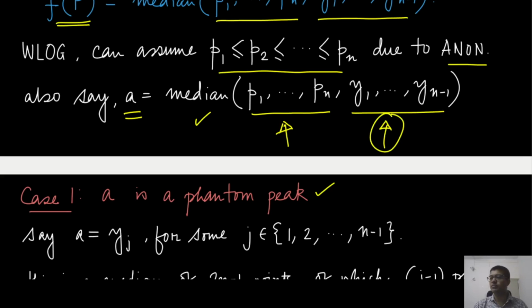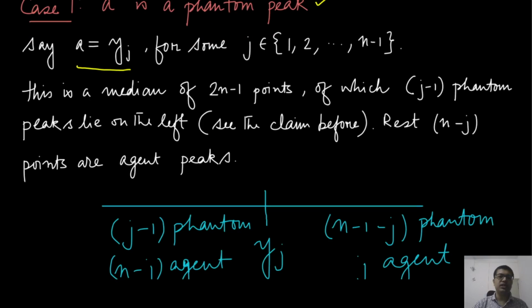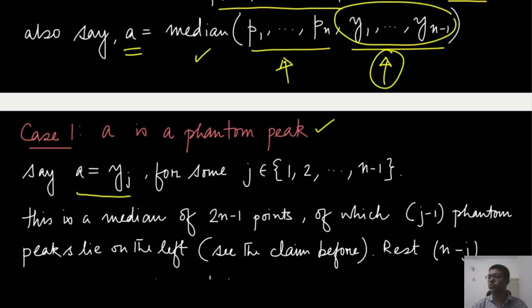So it is coming from this bunch of numbers. Let's say without loss of generality, A is yj for some j between 1 and n minus 1. Now we should notice that there are n minus 1 phantom peaks and there are n agent peaks. So there are 2n minus 1 points altogether. And this yj is the median of that. That means n minus 1 of these numbers live on the left of this, and the other n minus 1 live on the right.